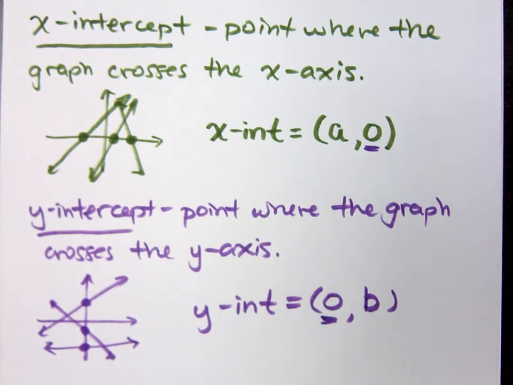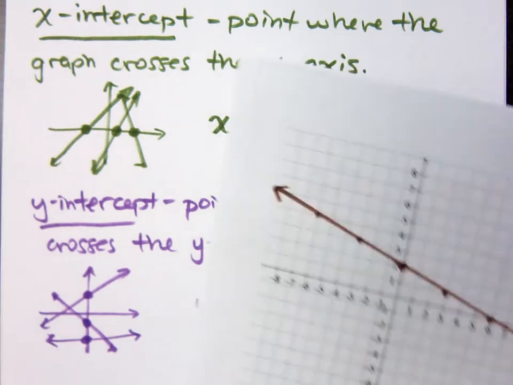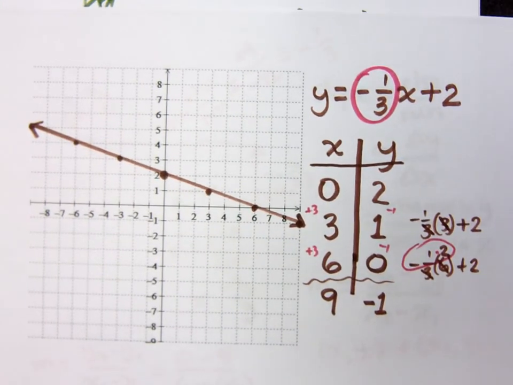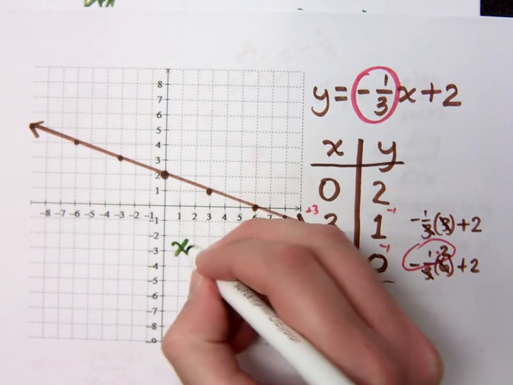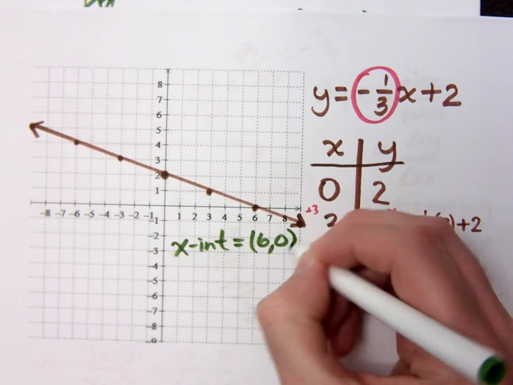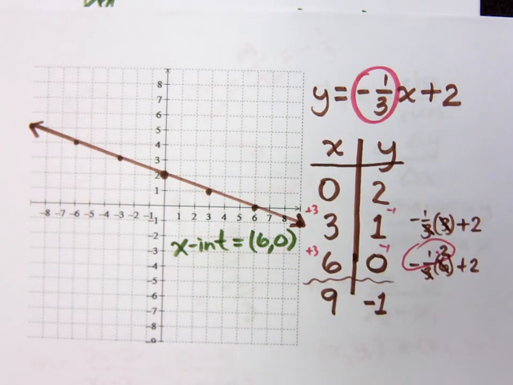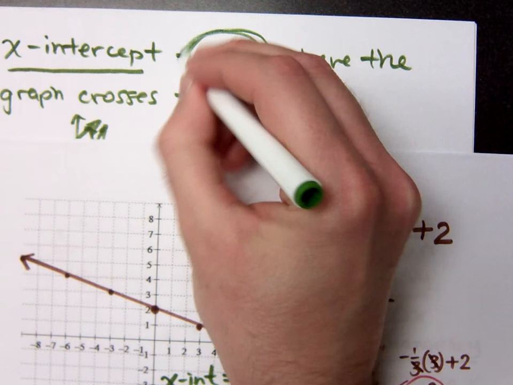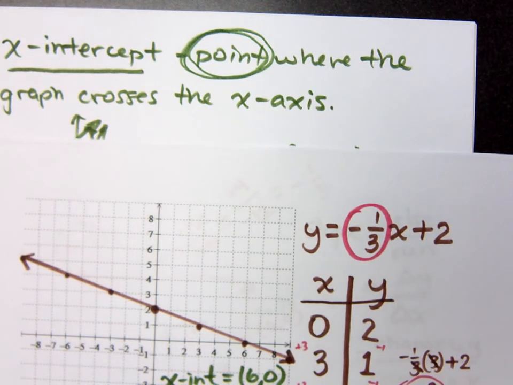Now I want you guys to see how this matches up with the graphs that we've already done. Look back here at this problem, the negative 1/3 x plus 2. What is the x-intercept? 6. You got to be careful here. The x-intercept is not 6, but it's the ordered pair 6, 0. In the definition, we say that the intercepts are points, and as we said at the beginning today, points are given as ordered pairs. If you don't give it as an ordered pair, you will lose points.